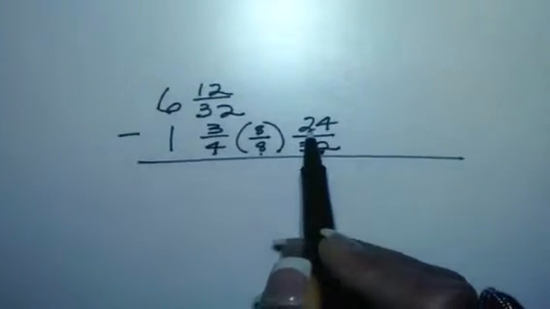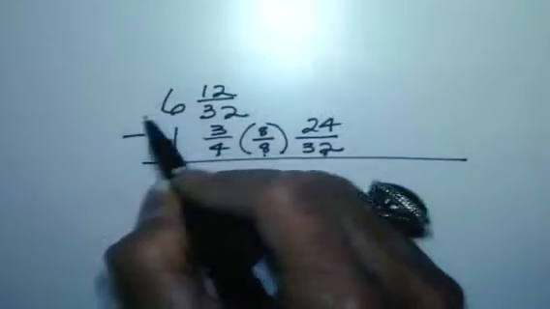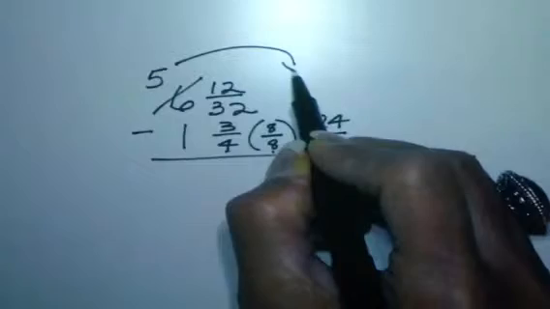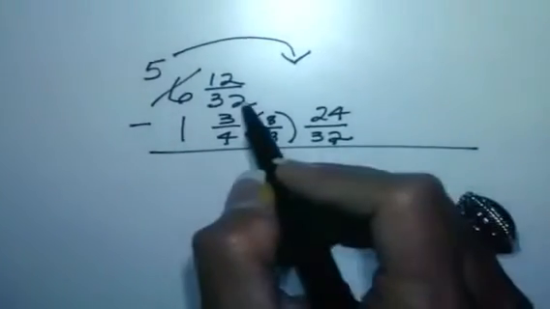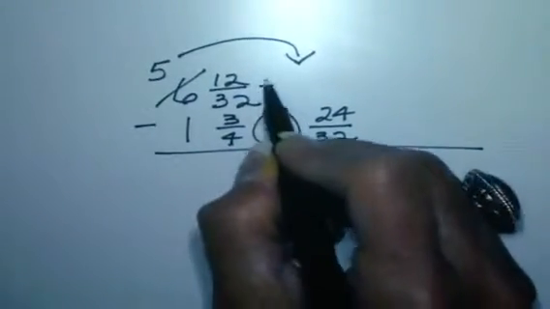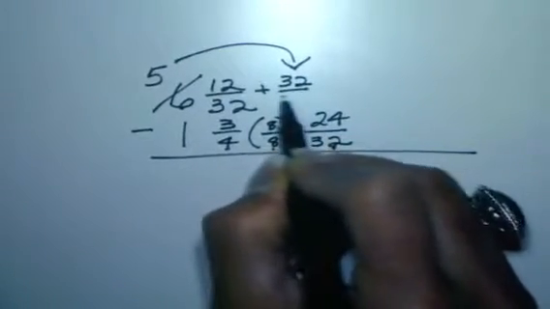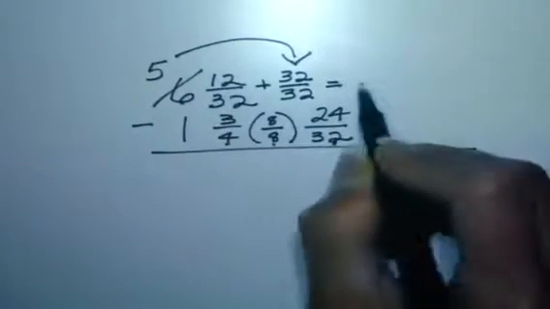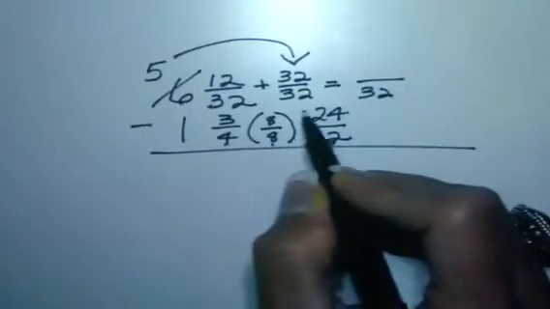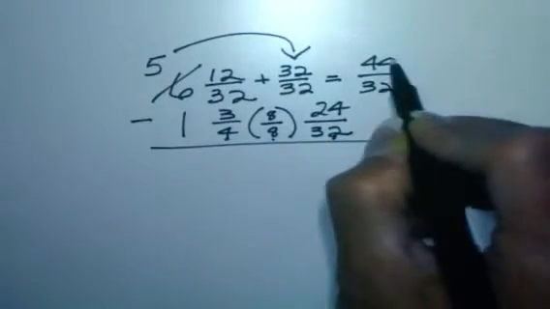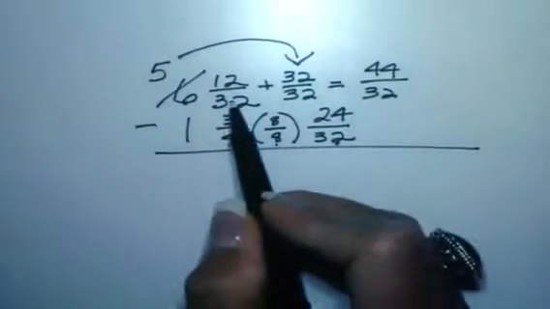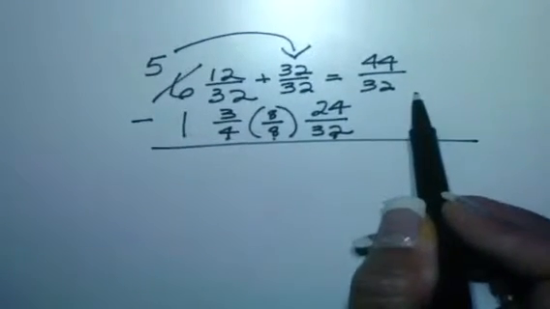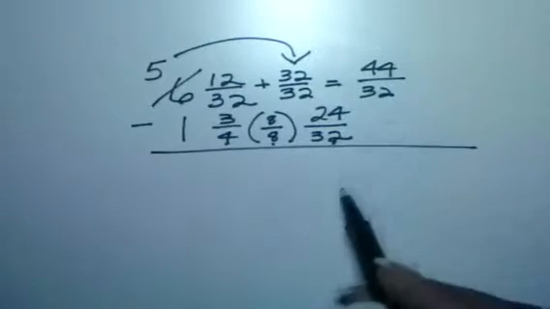So I need to come to the 6, and I need to borrow and take out a 1. Now the 1 that I'm going to bring over here is cut up into 32 pieces. So that 1 is equivalent to 32/32. I'm going to add that 1 on to what I already have, and I'm going to end up with 44/32. I combine 12/32 plus the 1, 32/32, and I have 44/32. Now I can subtract.